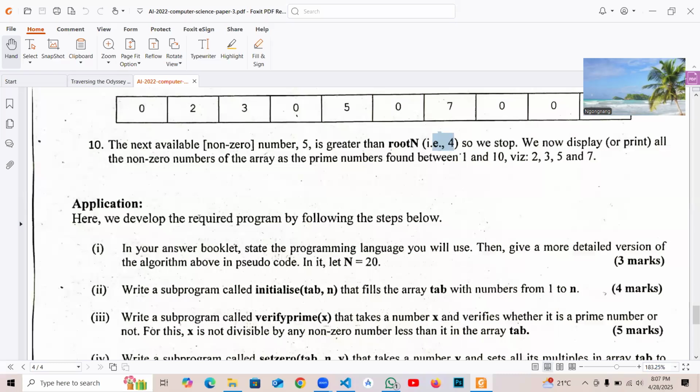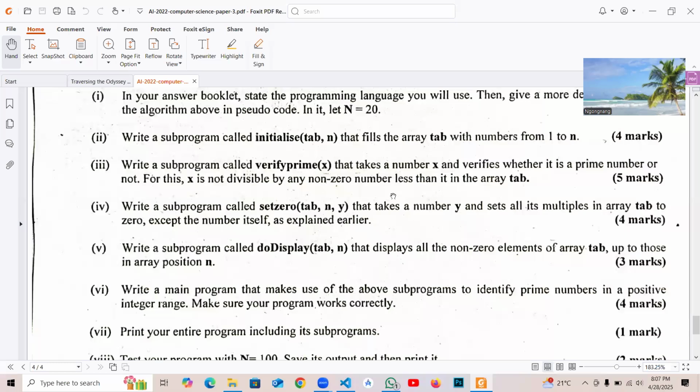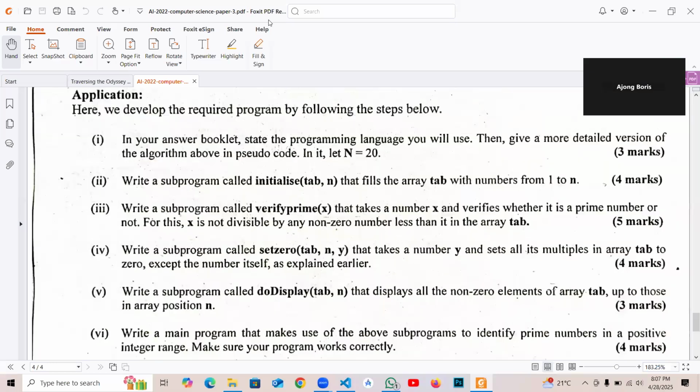Application. Here, we develop the required program by following the steps below. Okay, so far, I don't know whether there's a question, because we are getting into the application now. There's no question. Okay, that's good. Let us proceed to the first one.